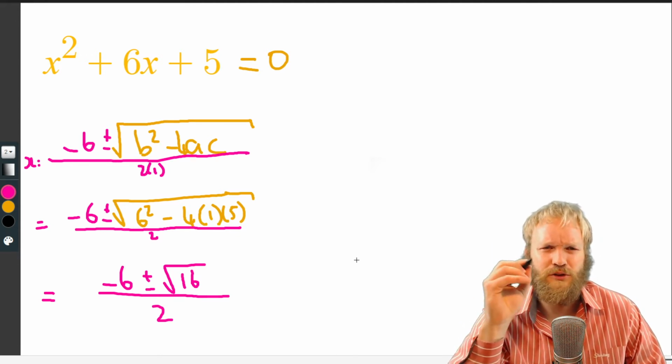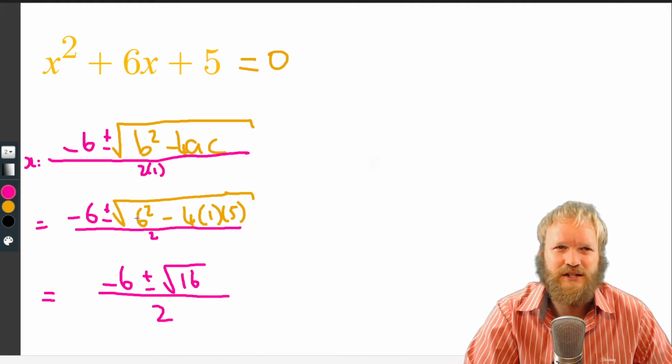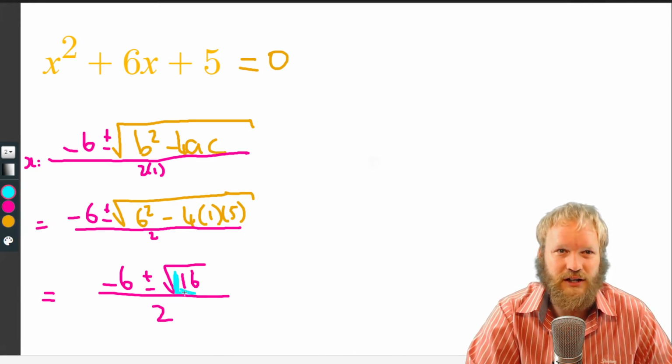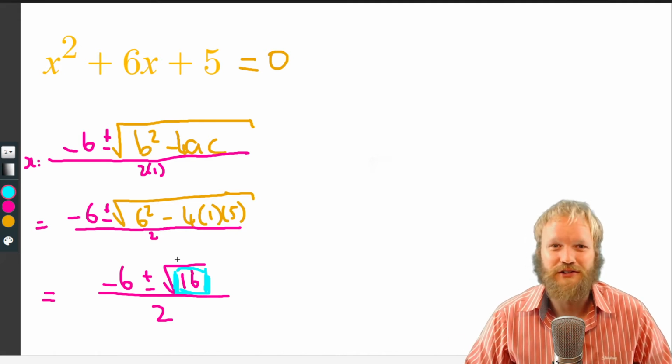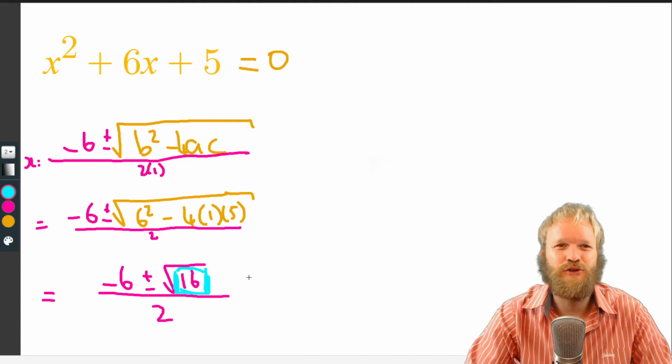Okay, so the bit that's sticking out, b squared minus 4ac. 6 squared minus 4 times 1 times 5 gives us 16. Remember, this is the heart of what we're looking at. What is happening under the square root? What's special about the number 16? I guess there are lots of things that are special about it, but one thing is that it's a perfect square.